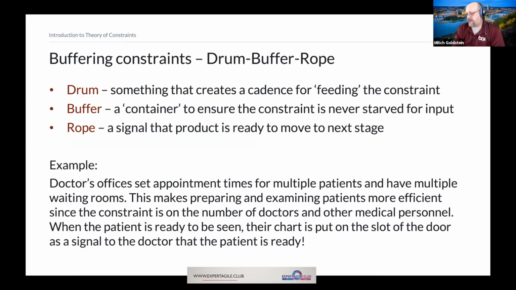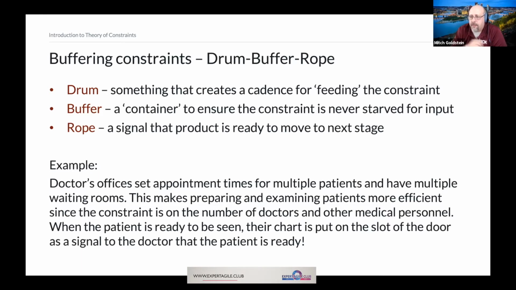This curious phrase, drum buffer rope, kind of comes up. It may seem a little unusual. To me, it evokes something like a Rube Goldberg machine, an amazing machine where I pull buttons and push buttons and pull levers and ropes and things. But it's actually a pretty simple concept, and I haven't really thought of a better name for it.